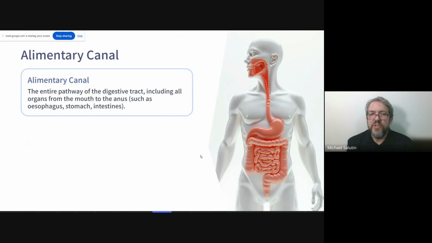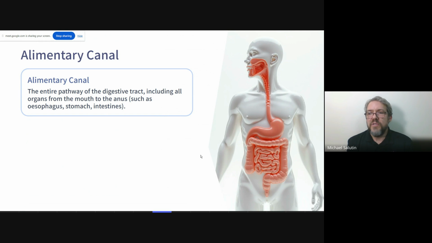Okay, an important definition to remember is the alimentary canal. That whole digestive system is basically a one-way tube. And that is that whole pathway of the digestive tract, including all the organs from the mouth to the anus, such as esophagus, stomach, and the intestines. It doesn't include the liver, doesn't include the gallbladder or the pancreas. Those are outside of that circuit. They just release fluids into it in the small intestine. The stomach is in that pathway, though.